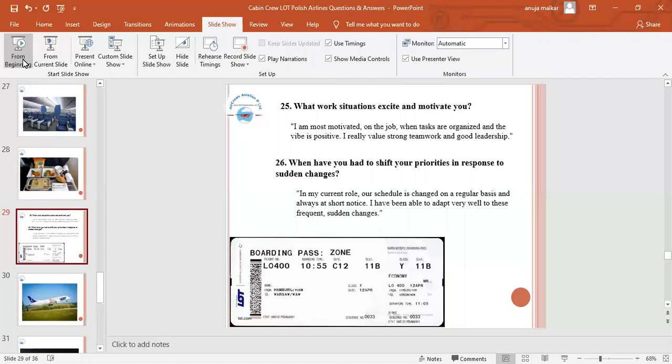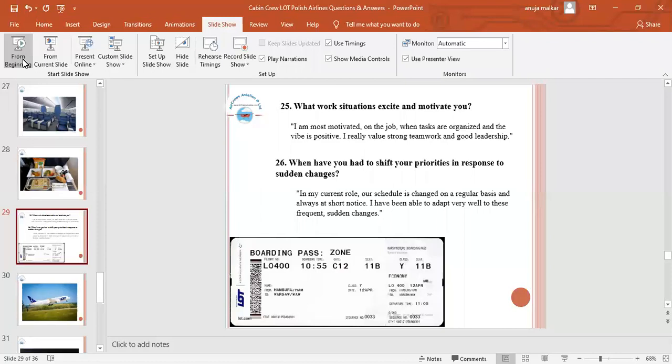A very good answer to this could be, I am most motivated on the job when tasks are organized and the vibe is positive. I really value strong teamwork and good leadership. This could be a really very good answer to your question.